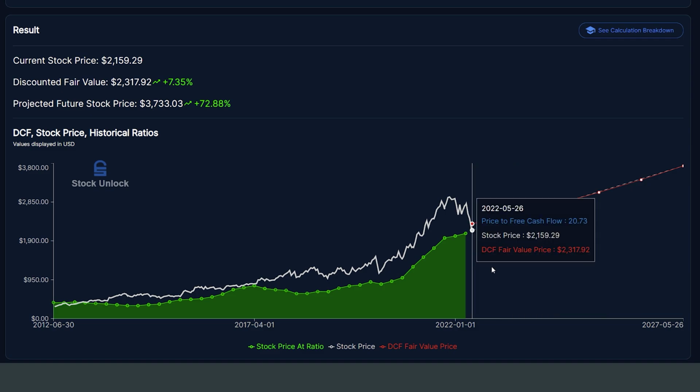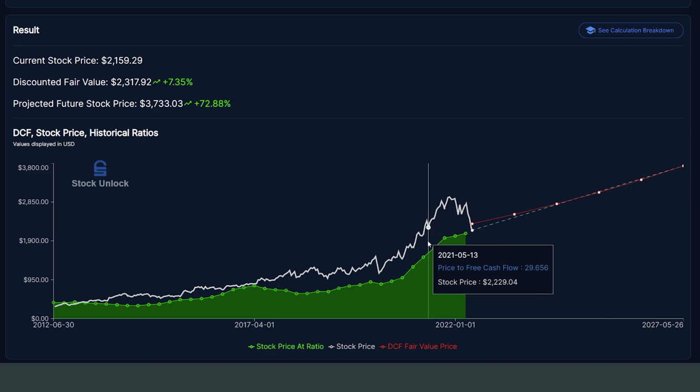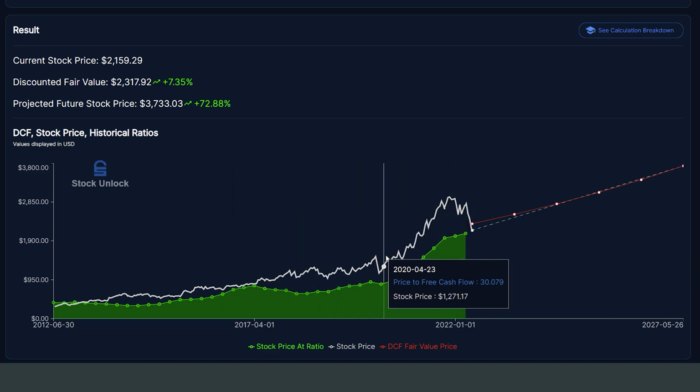$2,317 a share. We can also see that the current stock price is below the DCF value, which does tell me that based on my inputs, Google is selling below fair value. The white line here represents Google's true stock price throughout history. So we can see how Google's stock price has been doing and growing over the past 10 years. And then finally, this green line and this green area is what Google's stock price would have been at a 20 price to free cash flow, which we did input earlier.